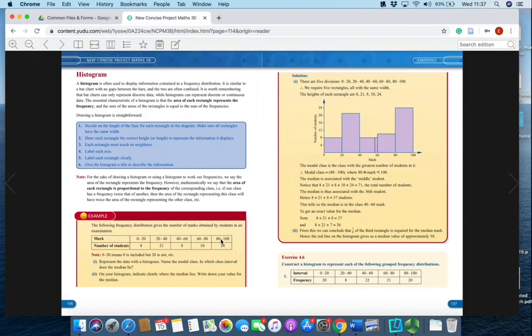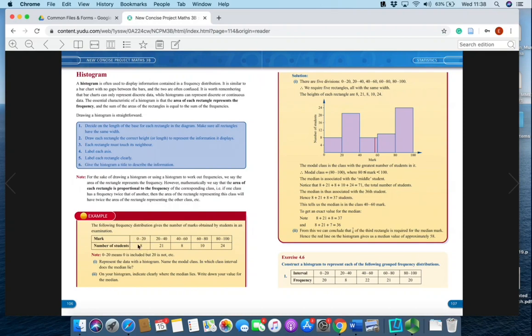A pie chart would also work very well. A bar graph would work well. The difference between a bar graph and a histogram is that a bar chart has spaces in between the bars. Okay, so a histogram is similar to a bar chart, except a histogram has no gaps between the bars, and the two are often confused. It is worth remembering that bar charts can only represent discrete data, while histograms can represent discrete or continuous data. So if you remember back to the different types of data, continuous data can be any value.